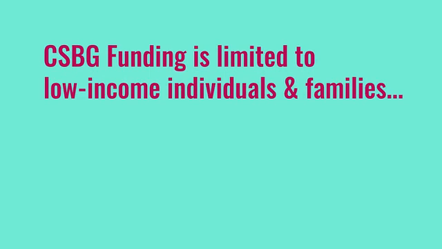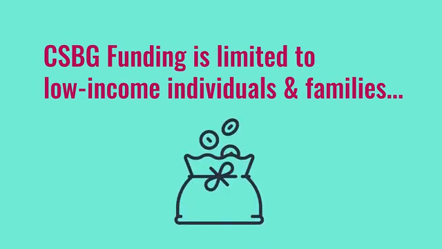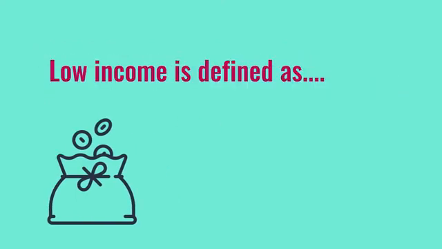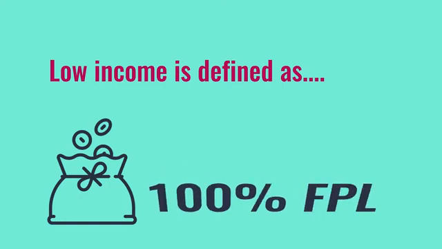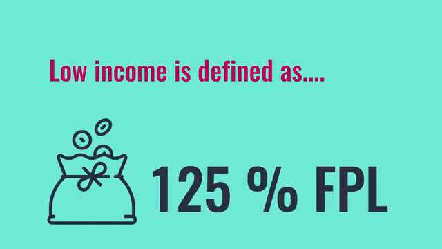Since CSBG funding is limited to low-income individuals and families, it's important to understand how that is defined. In general, low income is defined as 100% of the federal poverty level, or FPL. Some states have expanded that definition to 125% FPL, so it's important to check with your state office.